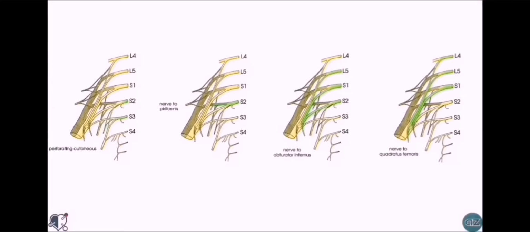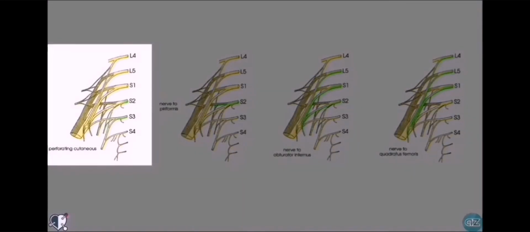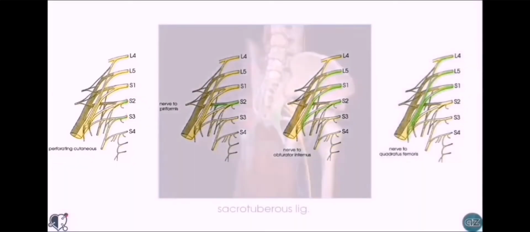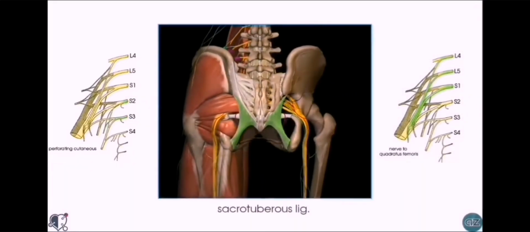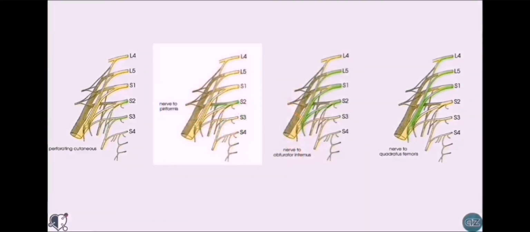The perforating cutaneous nerve originates from S2 and S3 and innervates the skin over the gluteal fold, and it is called perforating because it perforates the sacrotuberous ligament to provide its cutaneous innervation. You can see this ligament highlighted bilaterally in green.